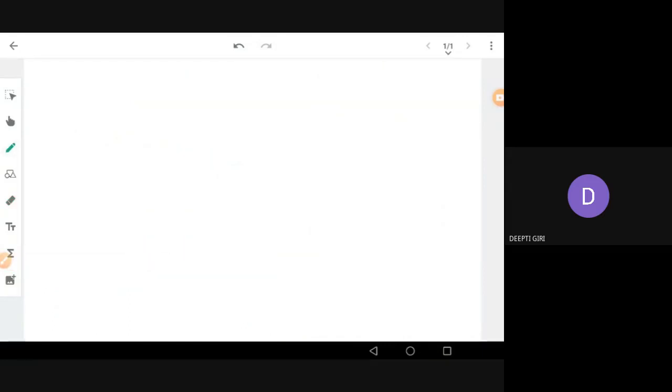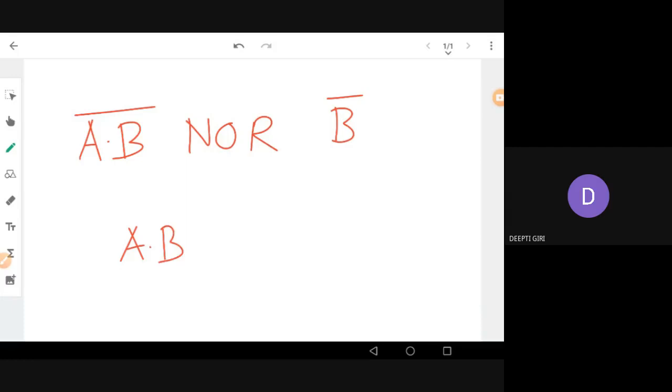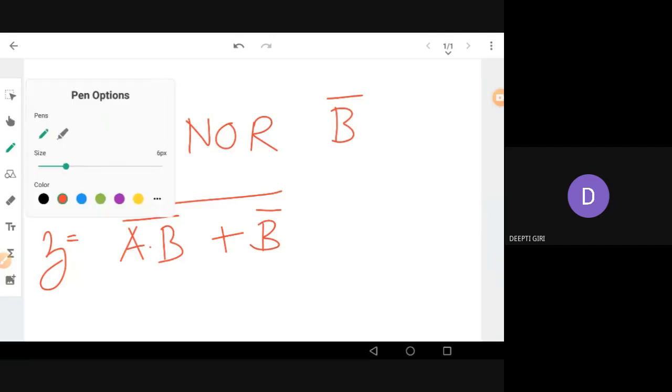Okay, so we have a NOR. What are we NORing? (A dot B) bar and B bar we are NORing. So NORing gives (A dot B) bar plus B bar, whole bar, right? This is my output Z. Here we will use De Morgan's law. You should remember the De Morgan law. What is the De Morgan law?